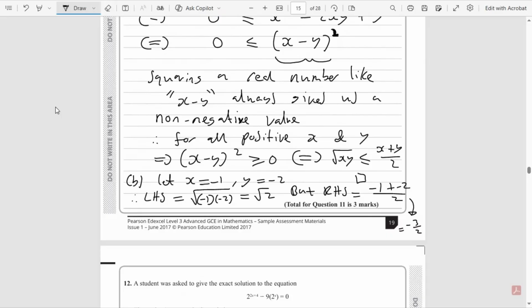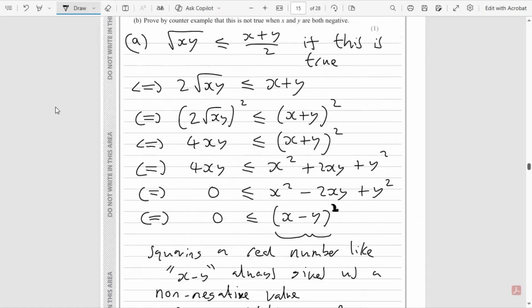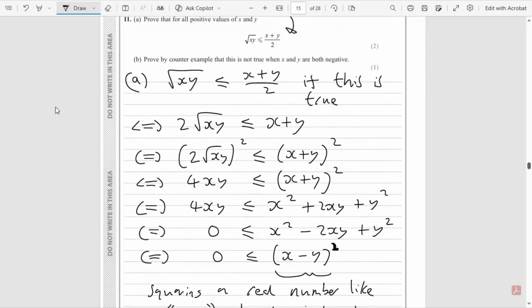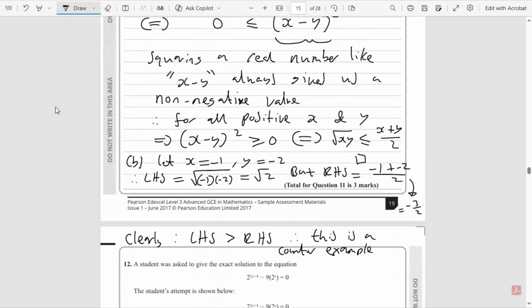So that will be equal to -3 over 2. Clearly, in this case, the left-hand side is greater than the right-hand side because root 2 is positive, -3 over 2 is negative. So therefore, this is a counterexample. Since we needed the right-hand side to be bigger than or equal to the left-hand side, this is a counterexample.